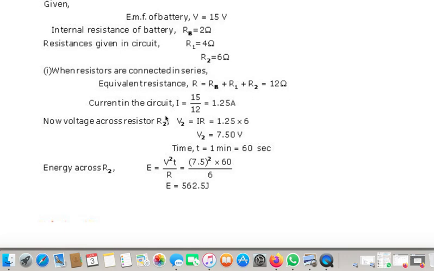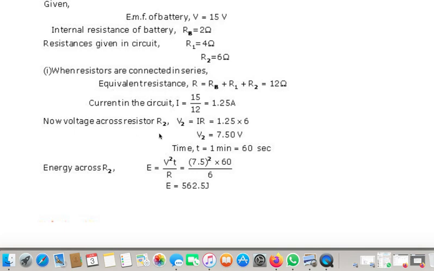Now current in the circuit I equals V upon R. V is 15 volt and R is 12 ohm. 15 upon 12, we get it as 1.25 ampere. So this is the current in the circuit. This is the equivalent resistance in the circuit.